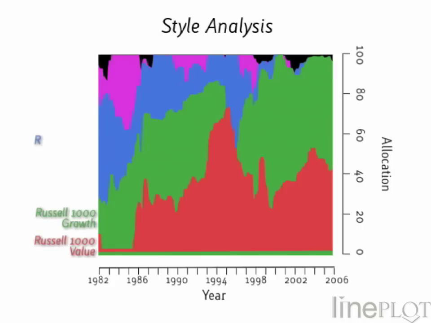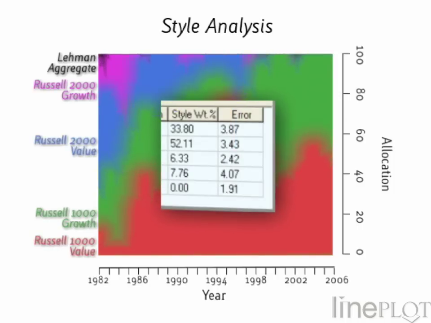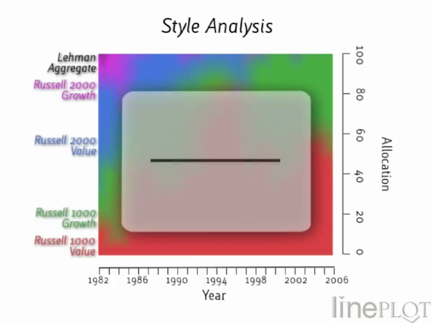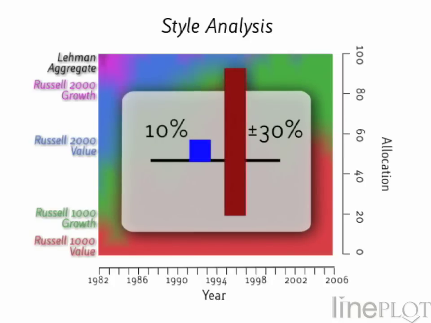A unique feature of Northfield software is that we calculate and display confidence intervals for our style assessments. Only with the confidence intervals can we discern meaningful style assessments from the statistically insignificant. For example, an allocation estimate of 10% plus or minus 30% is statistically insignificant.